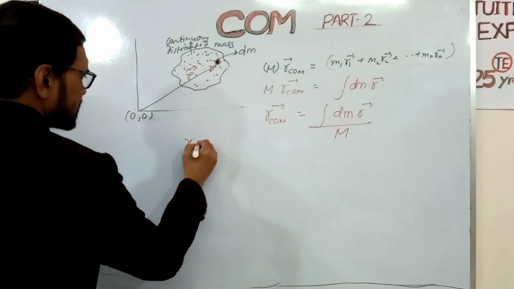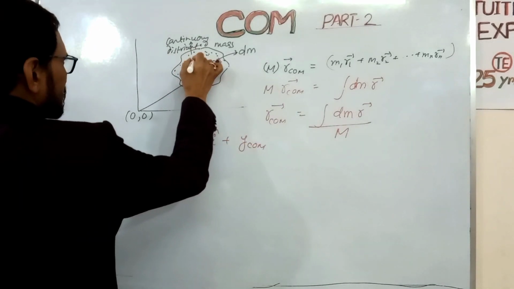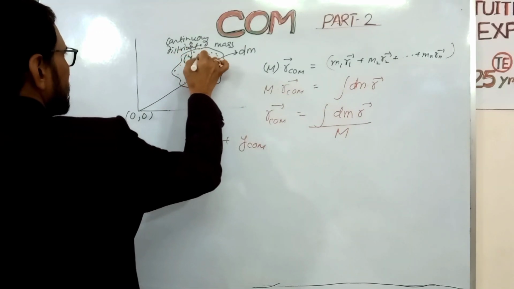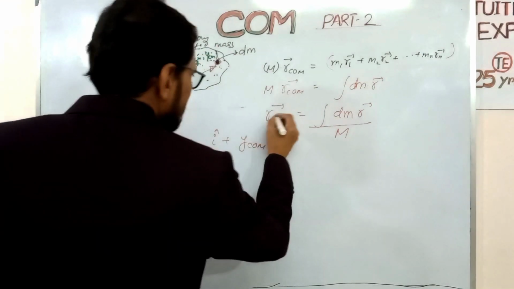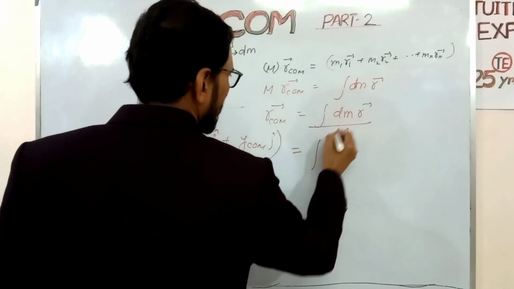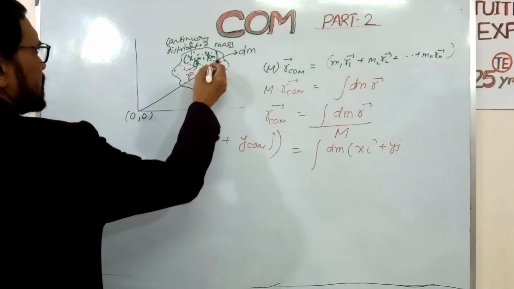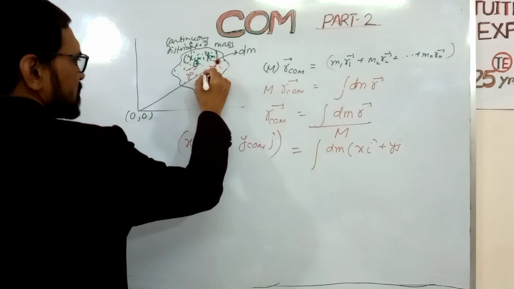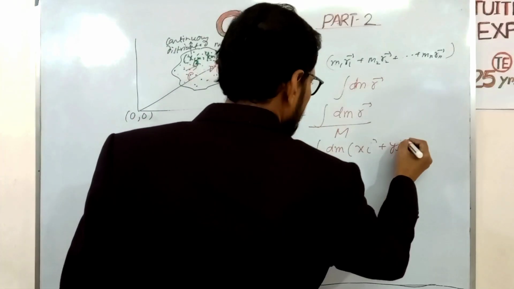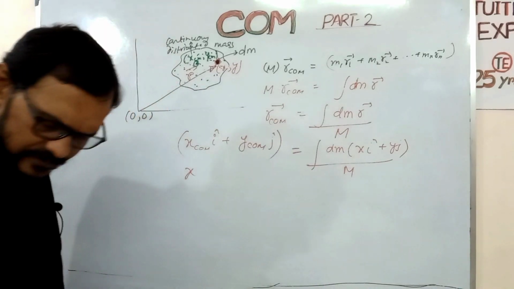Now R_CM equals x_CM i plus y_CM j, if the center of mass has the coordinates x_CM, y_CM. For this, the integral of dm into r equals the integral of x i plus y j, since this element has position vector r with coordinates x, y. So this, x i plus y j, divided by M.